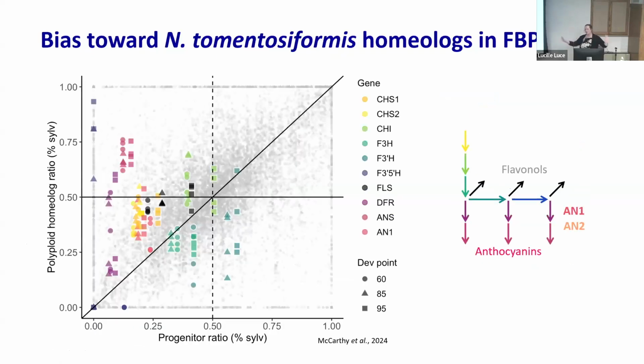Okay, but that's the whole genome. Let's look at our flavonol biosynthetic pathway genes. So we've seen this type of graph before. We have our progenitor ratio on the x-axis, our polyploid homolog ratio on our y-axis. The gray points are across the genome, or transcriptome, excuse me, like we saw before. But now we're highlighting where our flavonol biosynthetic pathway genes are falling out. Again, they're color-coded based on our pathway. And what we can see is that especially in our progenitor ratio, we have a huge bias towards tomentosiformis. We also have one in our polyploids, but it seems to be a little bit less.